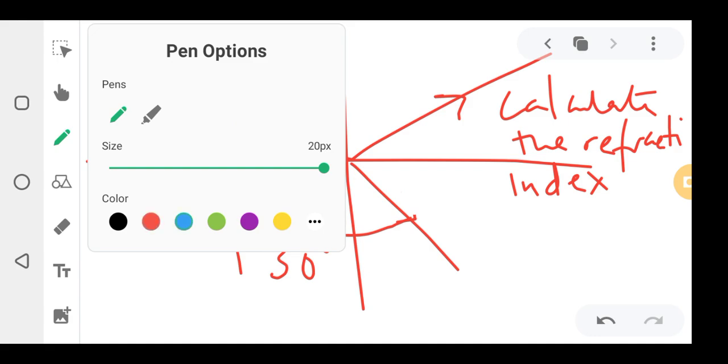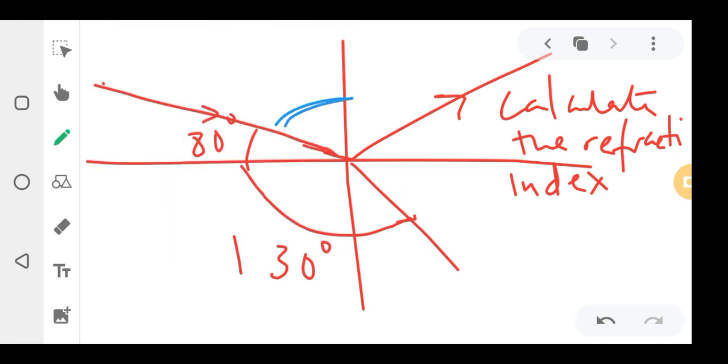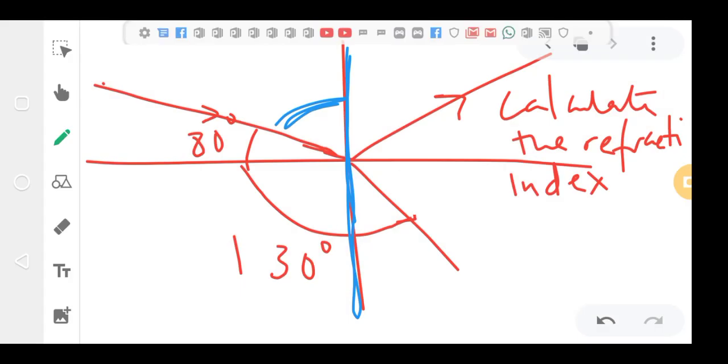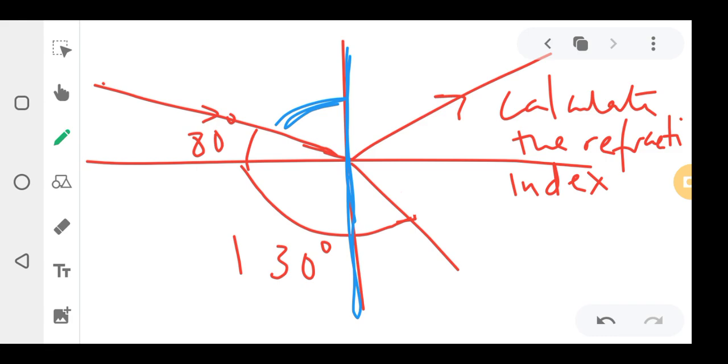So you look for the incidence angle. Which one is the incidence angle? It is this one. As I said, the one that is next to the normal. The angle should be next to the normal. So this angle there.